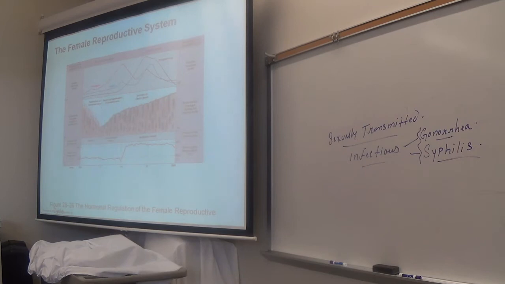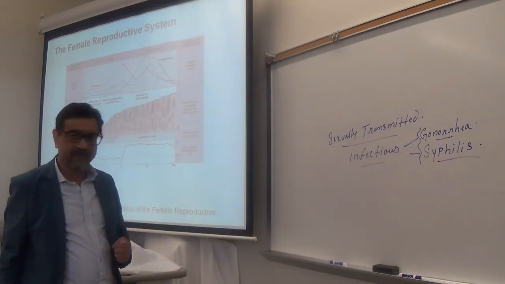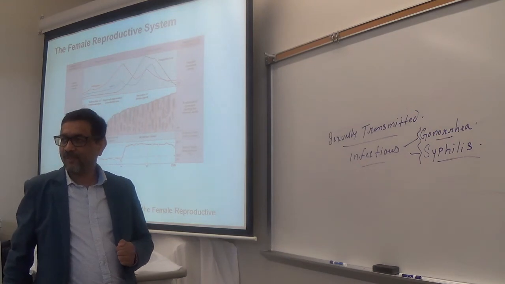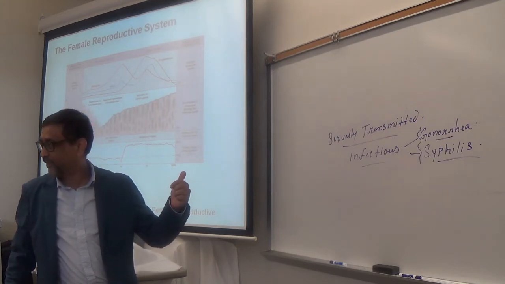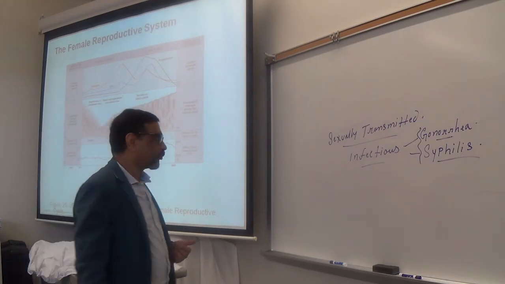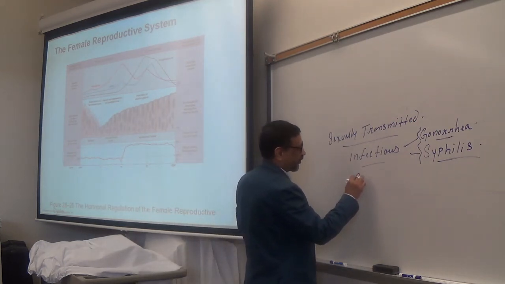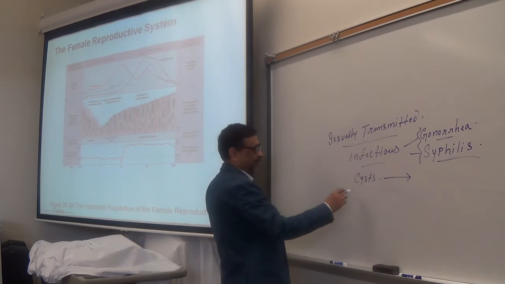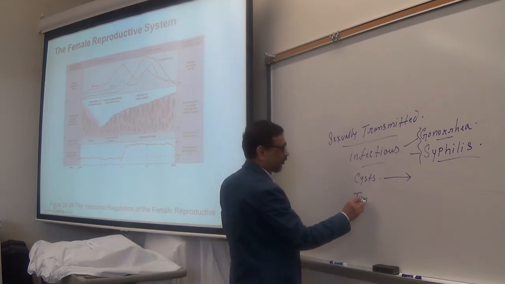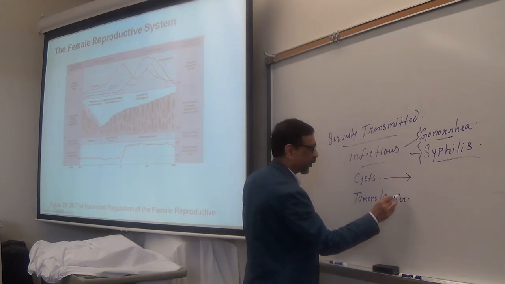And this transmission mostly occurs if someone has uncontrolled sex, with multiple partners. Make sense? That increases the chance of sexually transmitted disease a lot. Okay. So cysts are common in the female reproductive system. Tumors or cancer also, that is also common in the female reproductive system, okay?